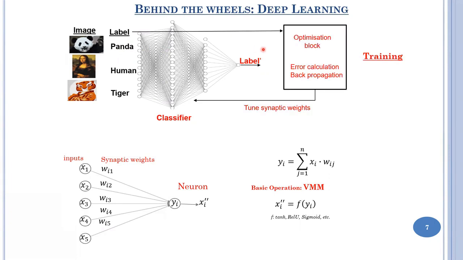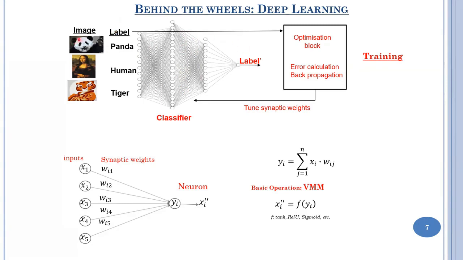And then we form a cost function that tells you how close your label dash is to your label. That cost function can be a mean squared error function, which is simply label minus label dash squared by 2. It can be a log logistic function. It can be anything. And then you tune these weights, or change these weights, to make this label as close to label dash as possible.